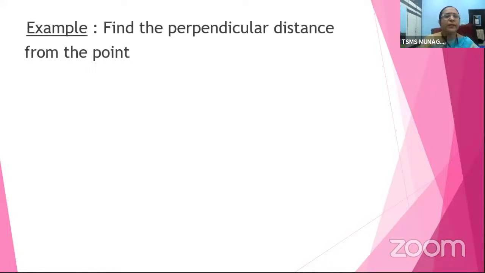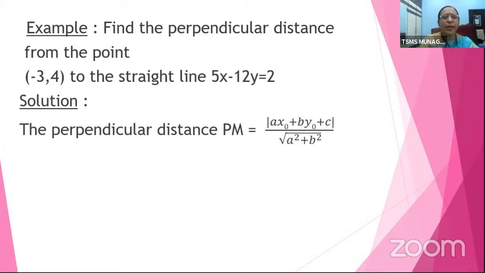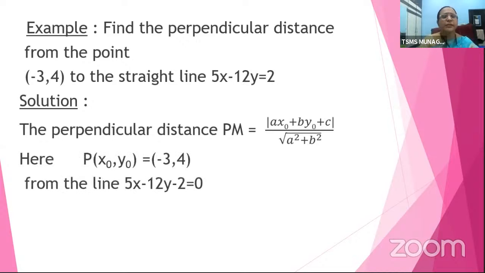Find the perpendicular distance from the point minus 3, comma 4 to the straight line 5x minus 12y equal to 2. So what is it that I have to do? I only have to substitute the point minus 3, comma 4 in the place of x and y. Now here, as you can see, A is 5, B is minus 12, C is minus 2, and x naught, y naught are minus 3 and 4 respectively.